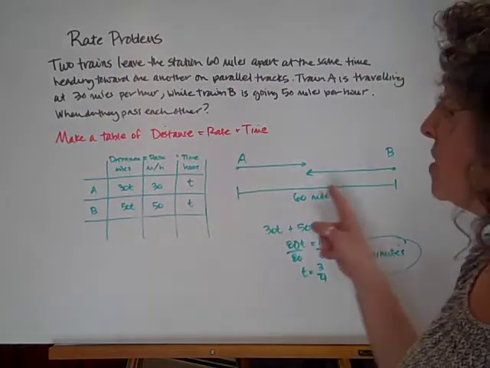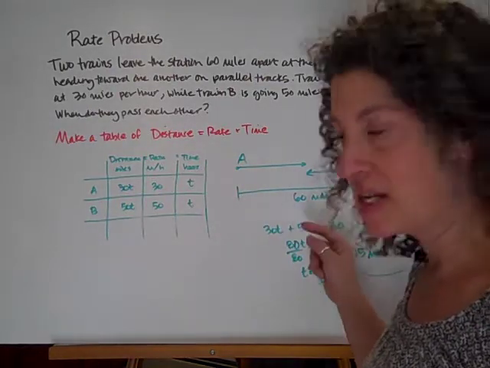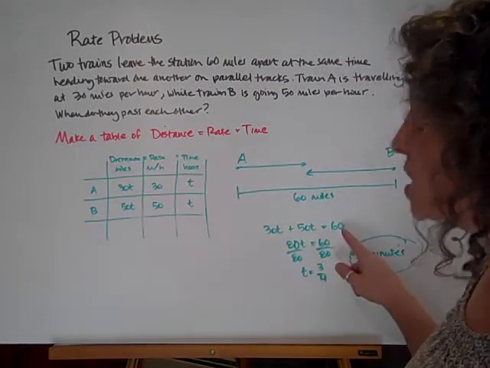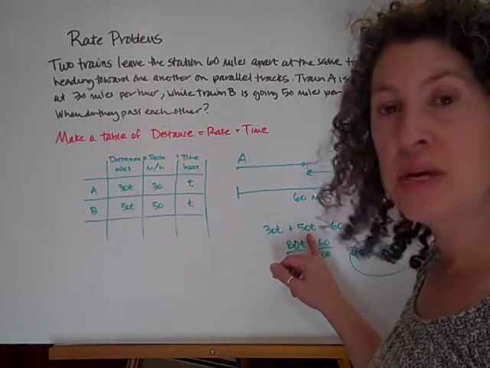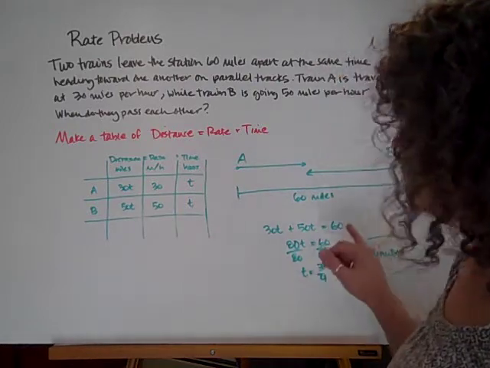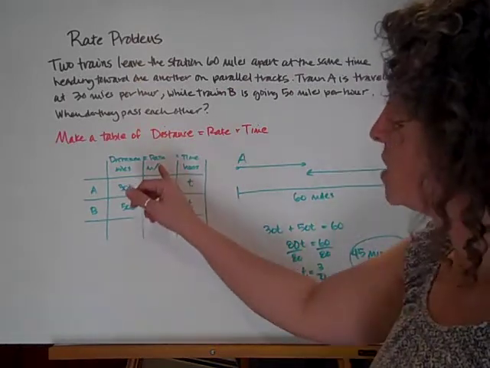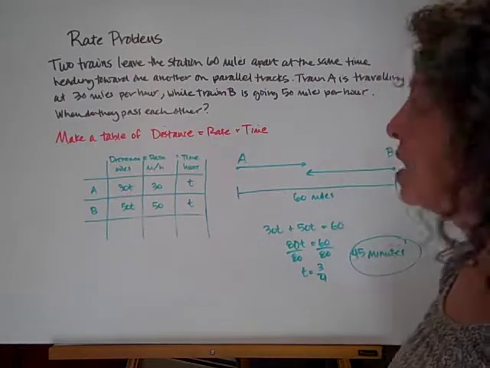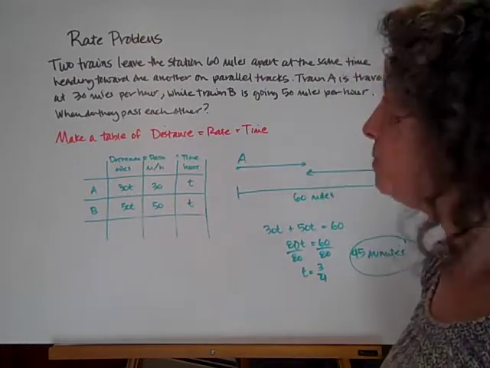And again, we said that their two distances together should add up to 60. So I can write an equation that says train A's distance plus train B's distance should be equal to 60 miles. I can then solve that equation, and I come up with 3/4. My 3/4 is of an hour for my time. So each of these trains is traveling for 45 minutes to get to the place where they meet.